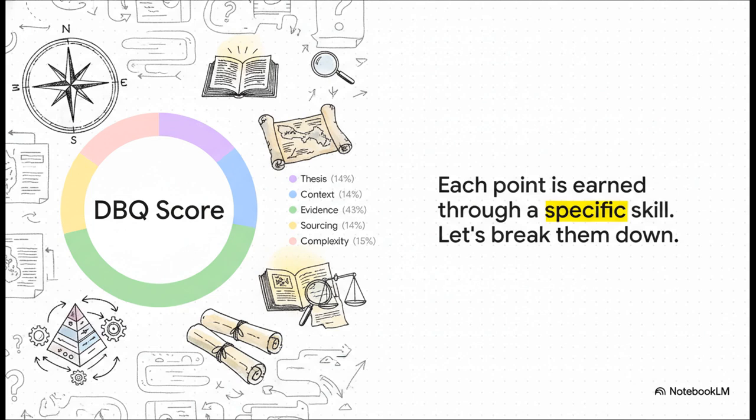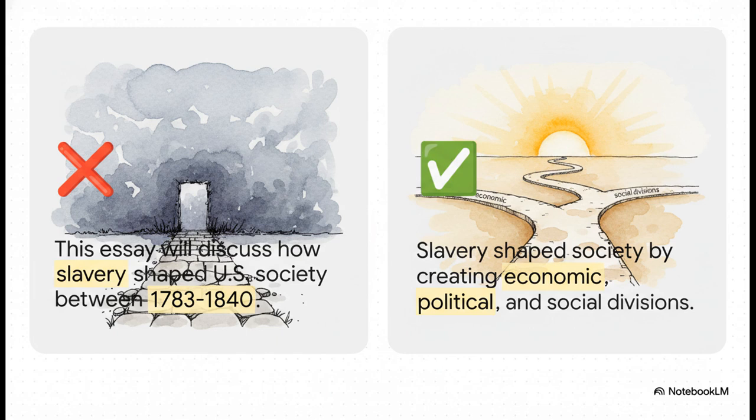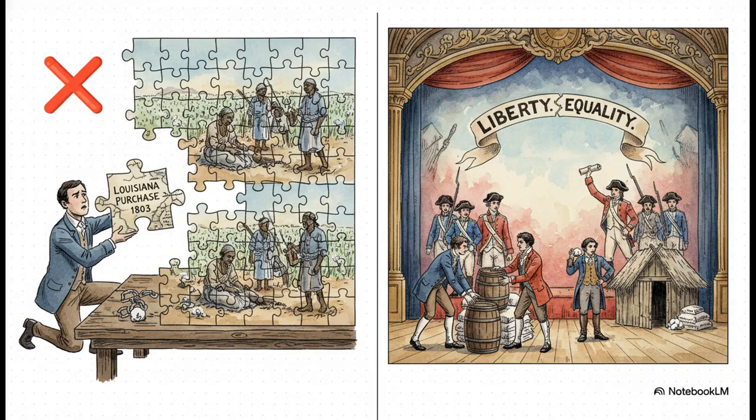Let's start at the top with the thesis. And this slide is everything when it comes to the thesis. The example on the left, that's not a thesis. It just repeats the prompt. It makes 0 argument. But look at the one on the right. It takes a clear, defensible stand. It tells you how slavery shaped society and sets up 3 clear categories for your essay. It's a roadmap for your reader. That's a point earner.